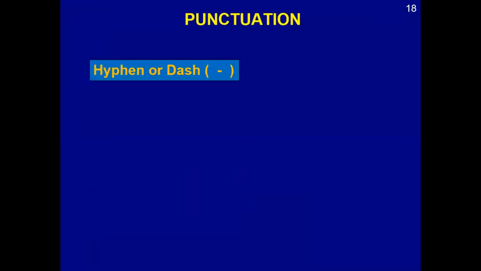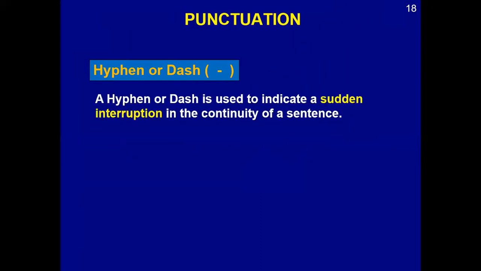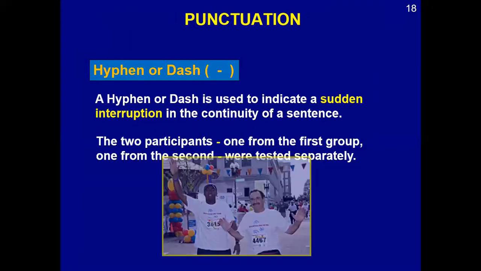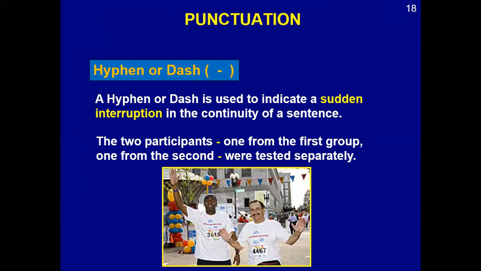Hyphen or dash. A hyphen or dash is used to indicate a sudden interruption in the continuity of a sentence. The two participants, and we have given space, one from the first group, one from the second, then space means dash or hyphen, were tested separately. Even we use a hyphen when we have to use hyphenated words. For instance, mother-in-law, father-in-law, daughter-in-law, sister-in-law. And you know, whenever we use these words they are always hyphenated.